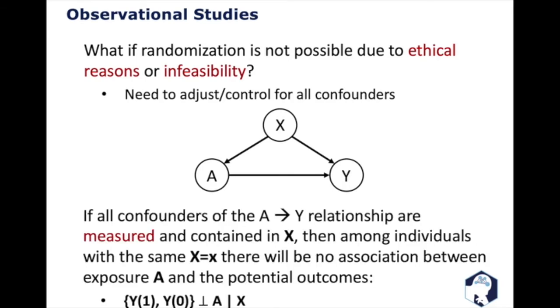So if all confounders of the A-Y relationship are measured and contained in X, then among individuals who are observed with the same values of the confounders X, there will be no association between the exposure A and the potential outcomes. So we have this independence between our set of potential outcomes and our treatment mechanism A conditional on X.